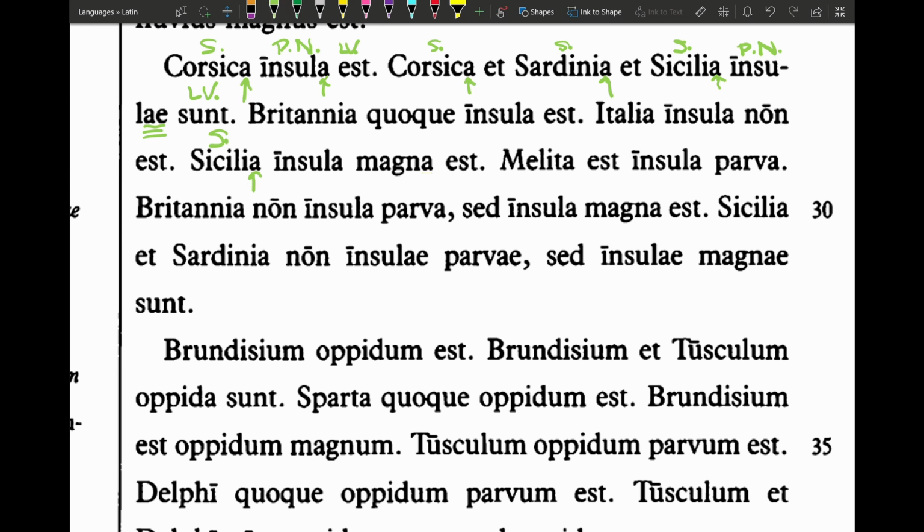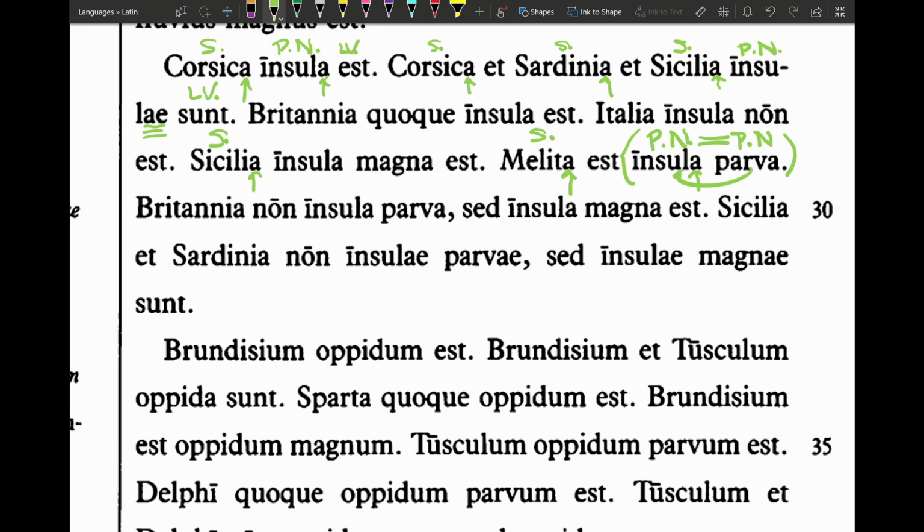So once again, let's look at this next example. We'll go through it again. Malita est insula parva. So here we have our subject. Right here is our nominative singular ending. Then we have our predicate nominative here with this A. Right? This is also going to be a part of the predicate nominative. They're linked together because they're in agreement. This adjective is agreeing with this noun.